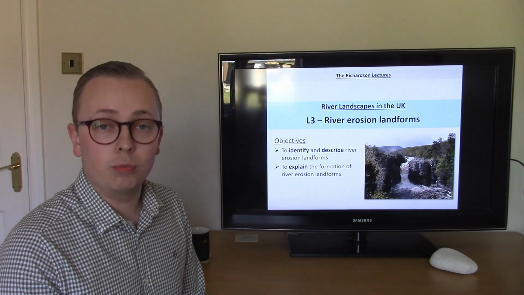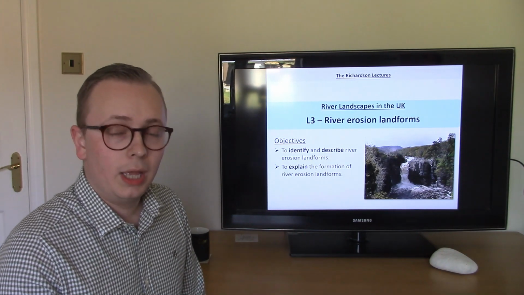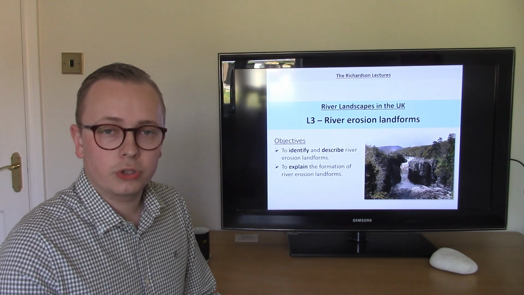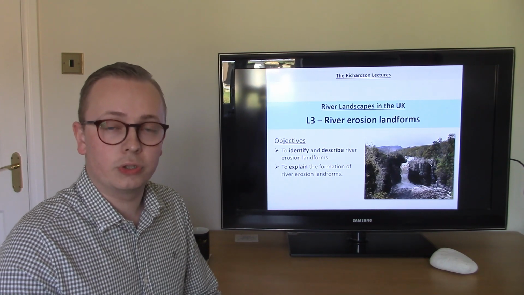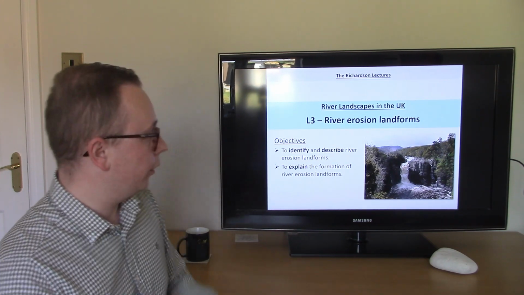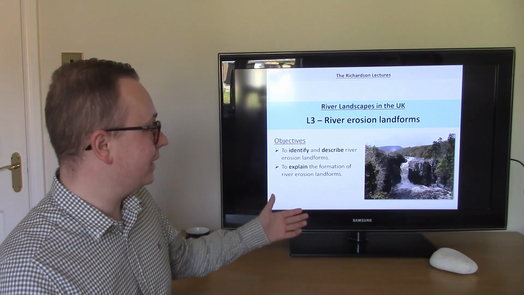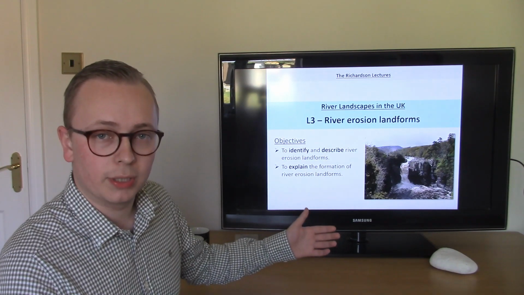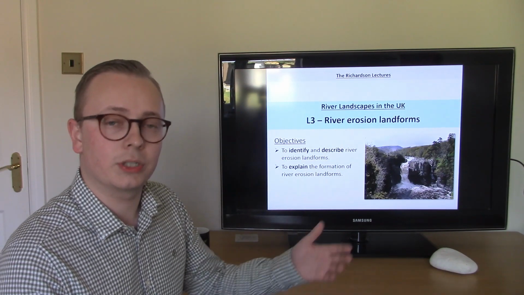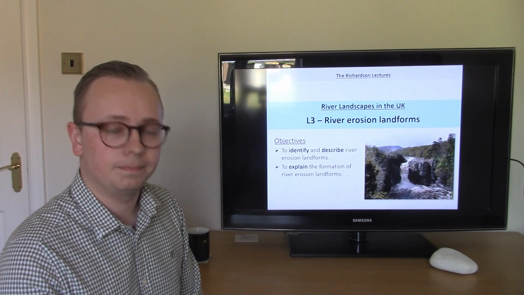Today we're going to be looking at river erosion landforms. These are the features in the river's course that are created purely by the processes of erosion. The objectives of this session are to be able to identify and describe river erosion landforms and also to be able to explain their formation.